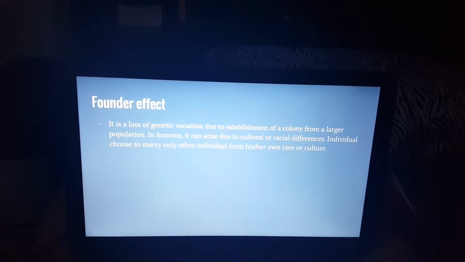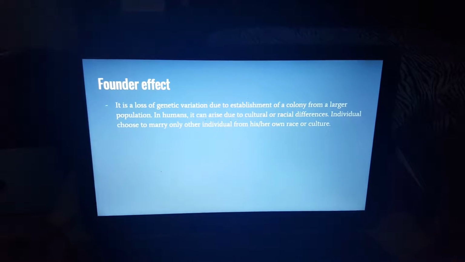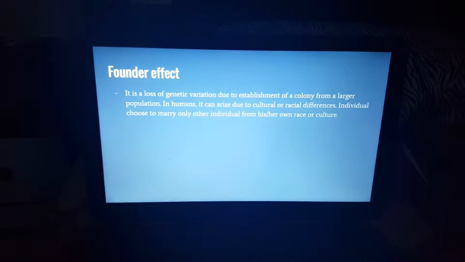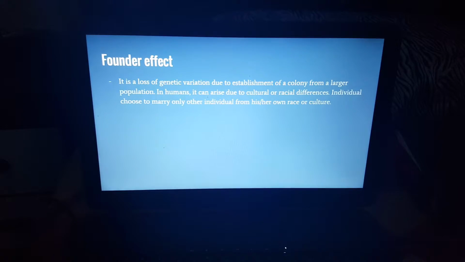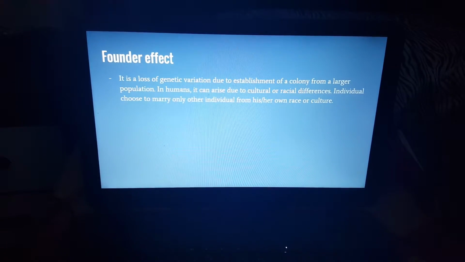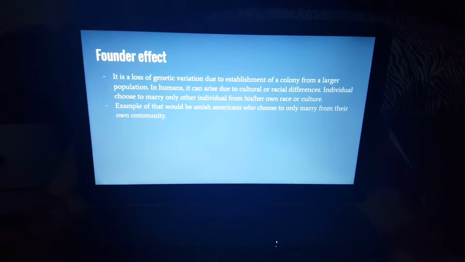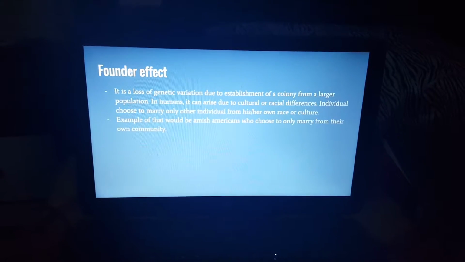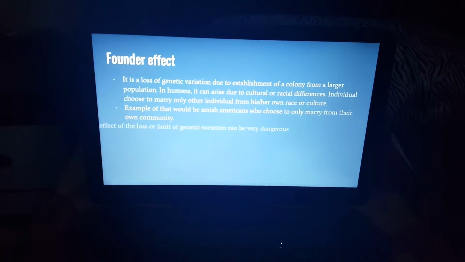And this is founder effect. It's a loss of genetic variation due to establishment of a colony from a larger population. In humans, it can arise due to cultural or racial differences. Individuals choose to marry only other individuals from their own culture or race. An example of that would be Amish Americans who chose to only marry people from their own community.